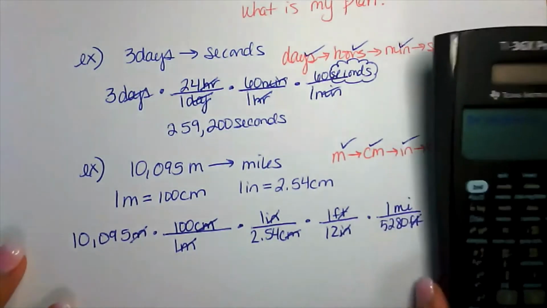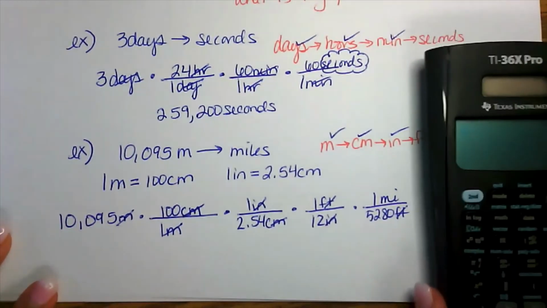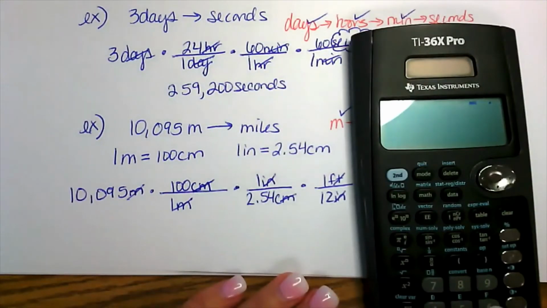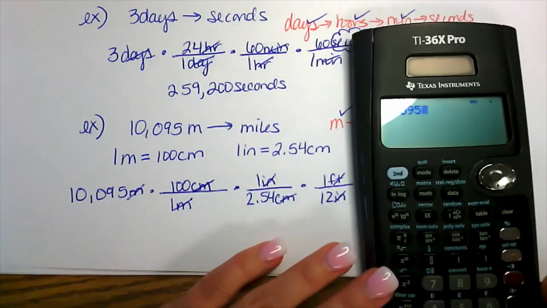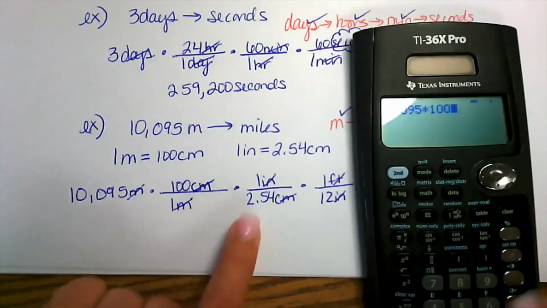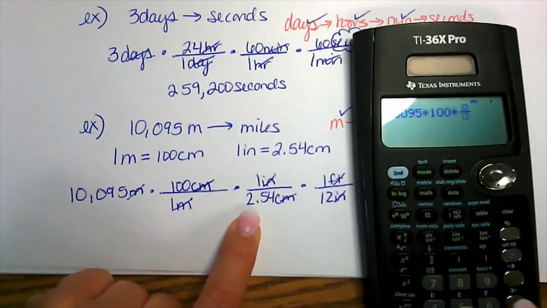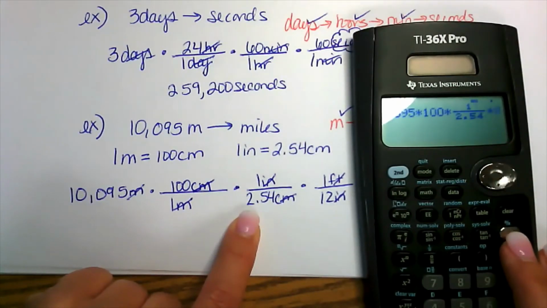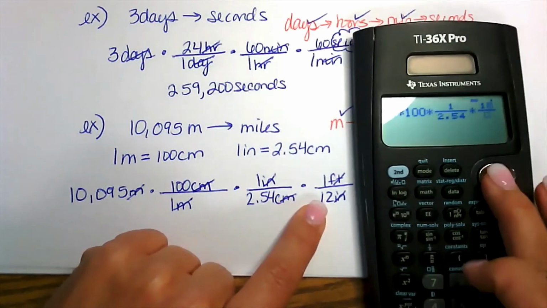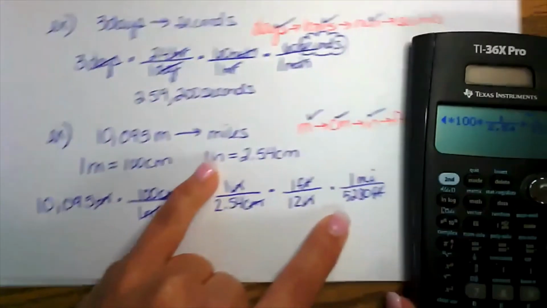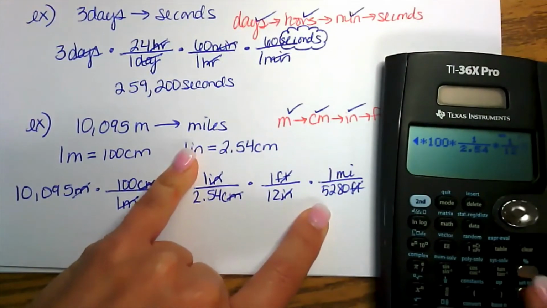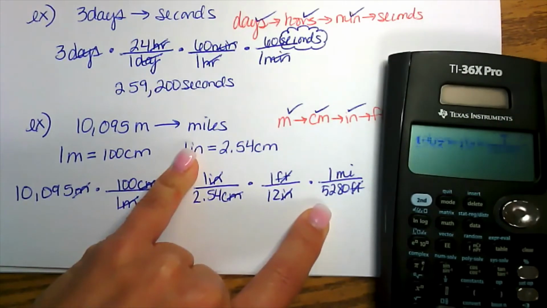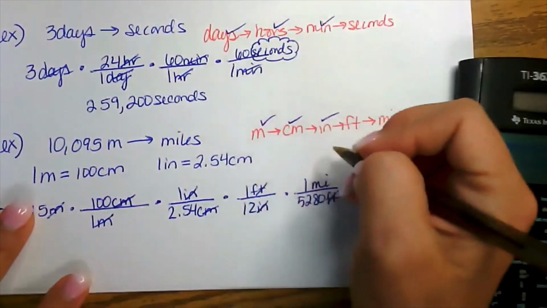This time I will need to use fractions because I have denominators that are not 1. So as I go through this process, I'm going to multiply 10,095 times 100 times, this is where the fraction is going to come in, 1 over 2.54 times 1 over 12 times 1 over 5,280. Giving me 6.27 miles.